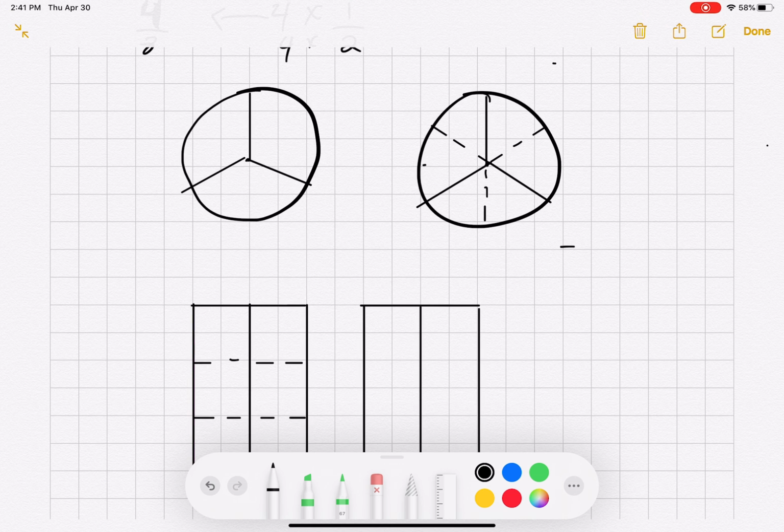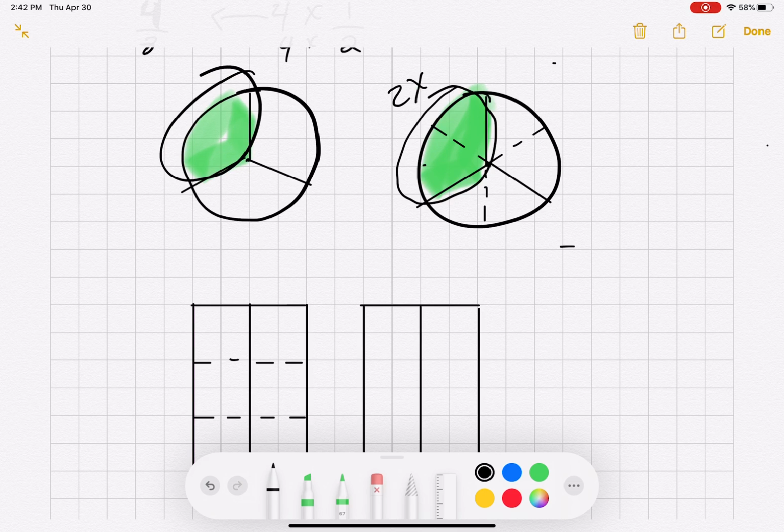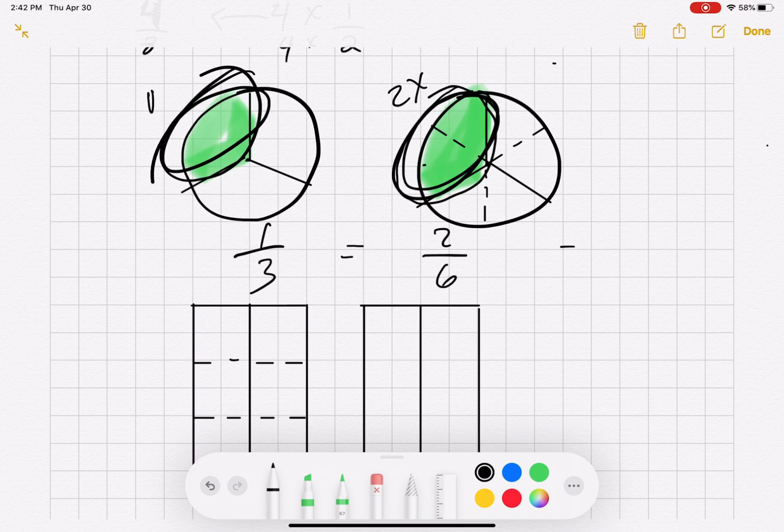Okay, let's look here. We're going to compare these two sections. So how many times has this section been divided? It's been divided 2 times. This section that's the same size is 1. Okay, so we have 1/3 and we have 2/6. If we're comparing these two fractions, they are equivalent. This is the same size as this one. This is just 2 times the amount of that one.